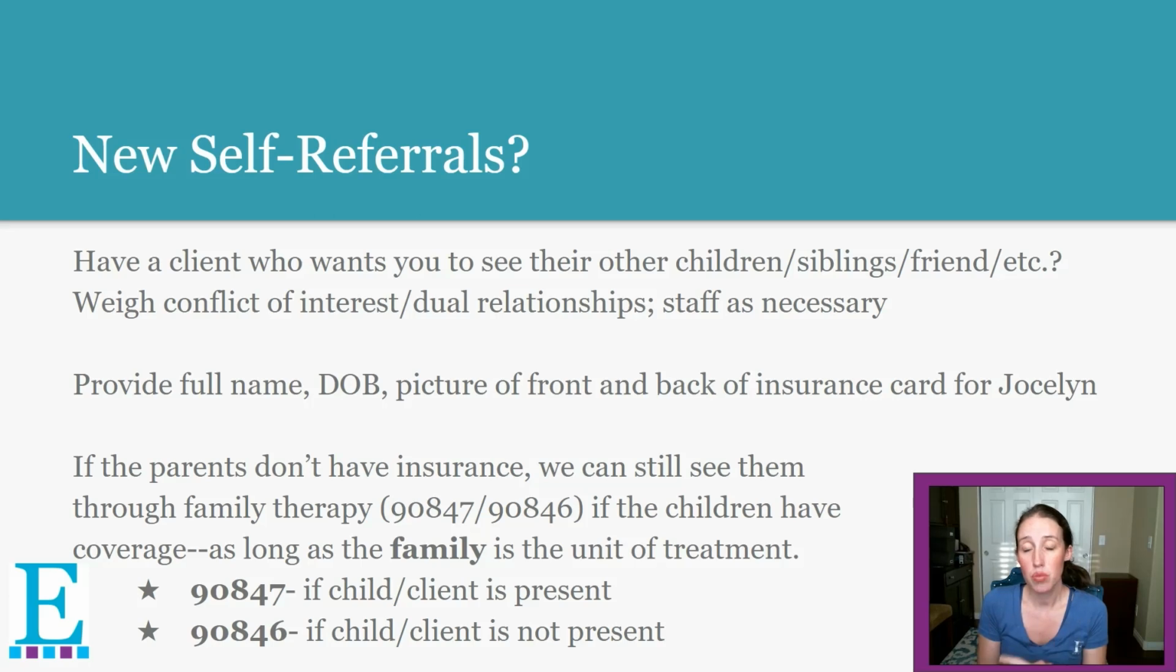If you are seeing parents that want services and we don't take their insurance or they don't have insurance, we can still see them or involve them through family therapy. So our family therapy codes are 90847 and 90846. So as long as the children have coverage, then we can see the family, and the unit of treatment is the family. So our billing code is 90847 if the client is present, and 90846 if the client is not present. So I use these codes often for children who have been referred, especially children who are living with their adoptive placement, or maybe they have been adopted and their parents are really struggling in these parenting roles with children who have high needs. So this is a great way to support our clients, and this can be performed by a family therapist if you are not a family therapist.